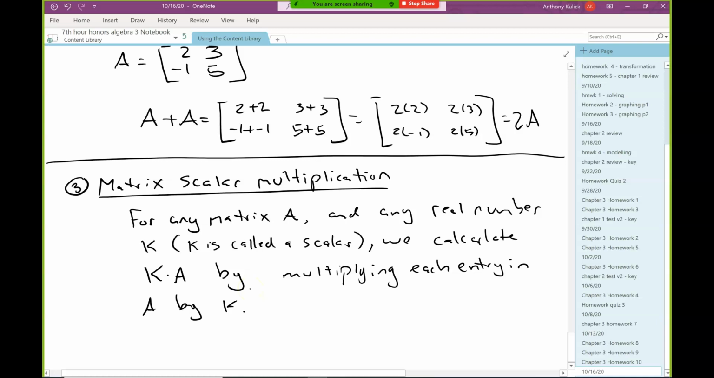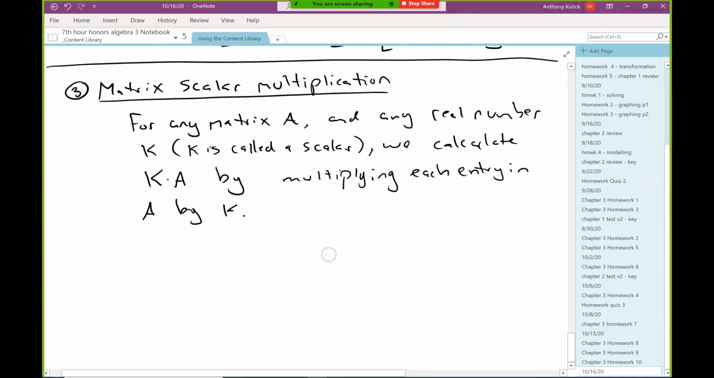I'll just write in words. That's probably the easiest way to do it, and then try to use any symbols here. So for any matrix A and any real number k, we refer to k as a scalar. This k is a lowercase k. We're always going to write it as lowercase k. Now, I can't tell the difference between my lowercase k and my uppercase k, but I'm just letting you know that that's supposed to be lowercase.